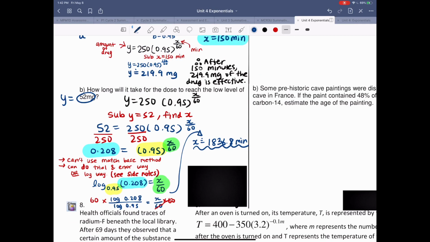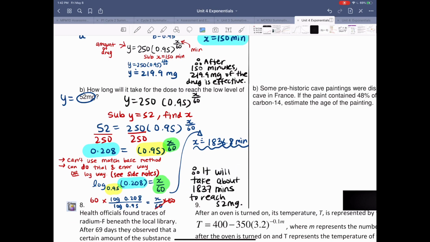So what does that mean in terms of my question? I'm going to have a therefore statement. Therefore, it will take about 1837 minutes to reach 52 milligrams.